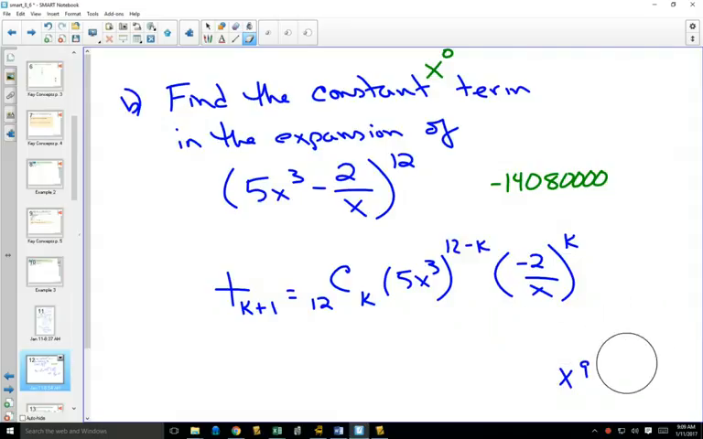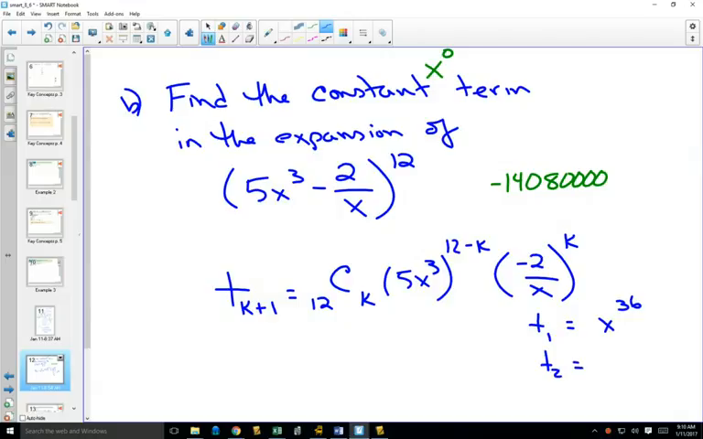If you like the pattern method, the pattern method said start with term 1. Term 1 is when k is 0. That would give me 12 minus 0 is 12, 3 to the 12 is 36, and there'd be no x's in the second one. Term 2 would be when k is 1. This would give me x to the 33 on the top and x to the 1 on the bottom, giving me x to the 32.